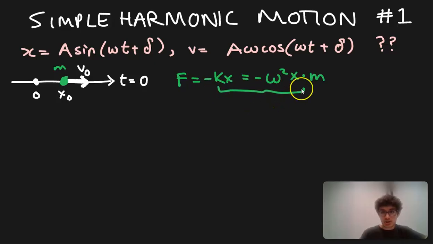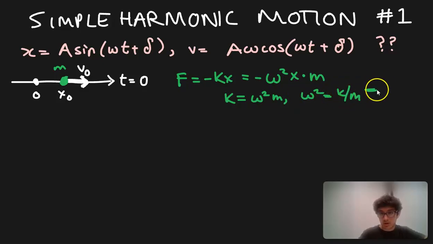We know that these two things are equal, that the x is in common, and there's a negative in front as well. So this tells us k is equal to omega squared m. So omega squared is equal to k over m, which means omega equals the square root of k over m. So that's the first thing we're going to do. Just keep that aside, and we might come back to it later.